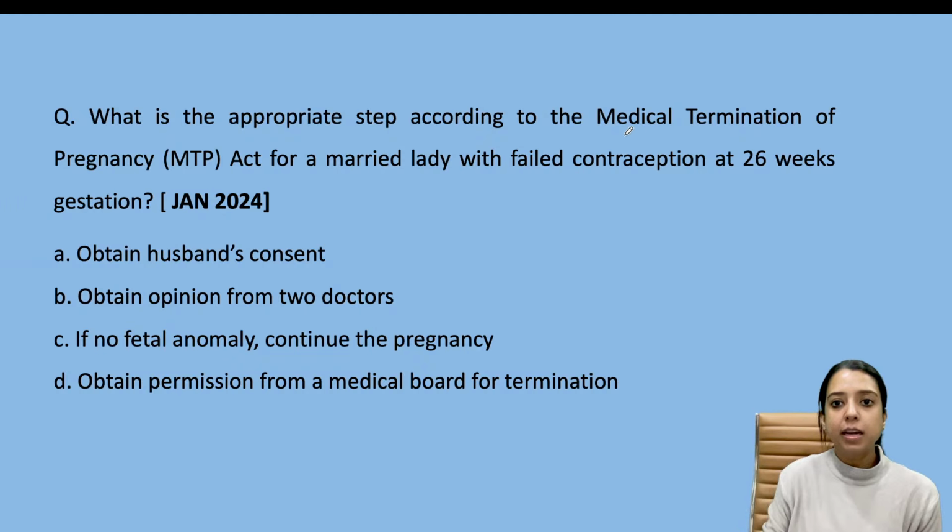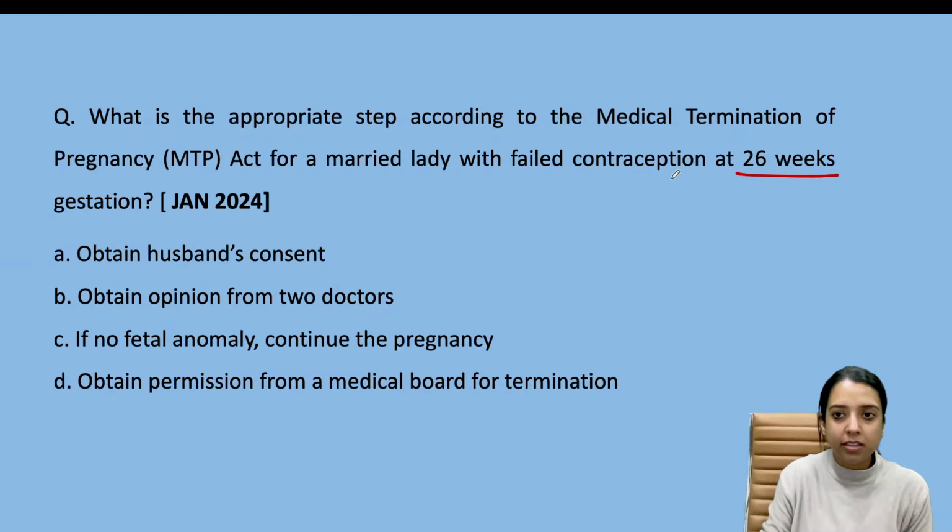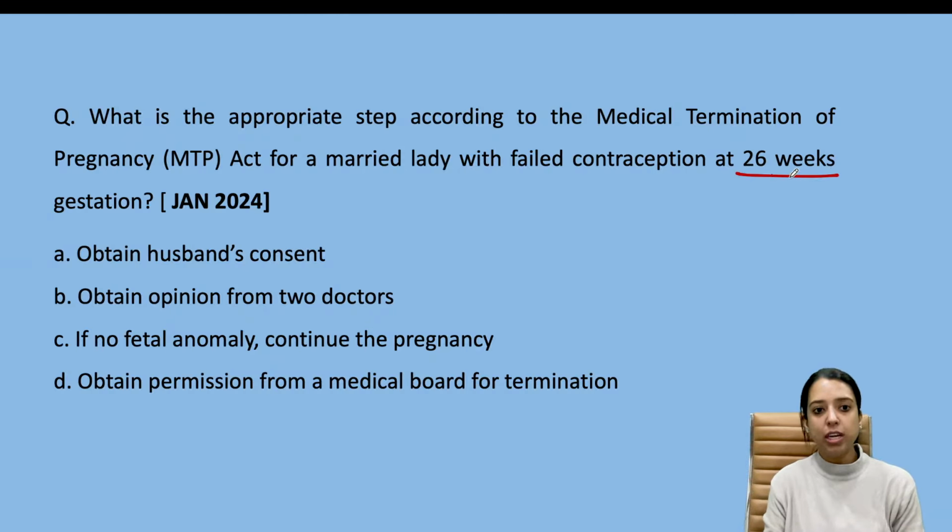What is the appropriate step according to MTP Act for a married lady with failed contraception at 26? Failed contraception के साथ she is coming so late. Is she allowed?